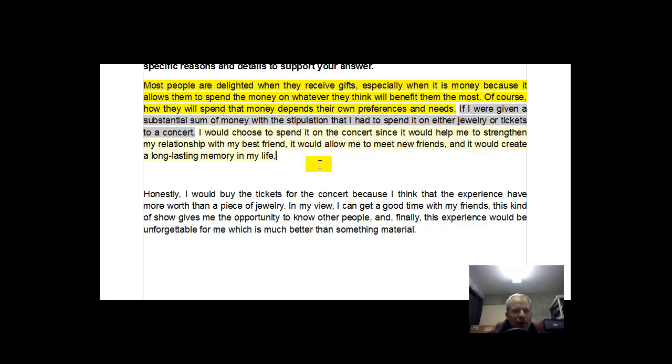Now, your next key point is very easy, and I use that in my thesis also. It would allow me to meet new friends, and then you can explain how that would happen and give us some examples there. And then I think this is what you're saying also at the end. It would create a long-lasting memory in my life. You see that? So taking your introduction, I've made a few changes, and particularly I've created a bigger general statement that kind of relates to the question that you didn't do. Then I restated the question, and then I included my thesis kind of near the end of that first paragraph. So I've taken your idea in your paragraph and made it a little bit bigger.